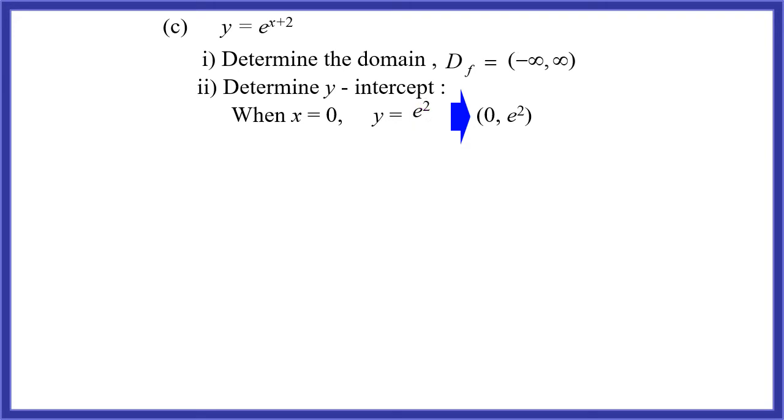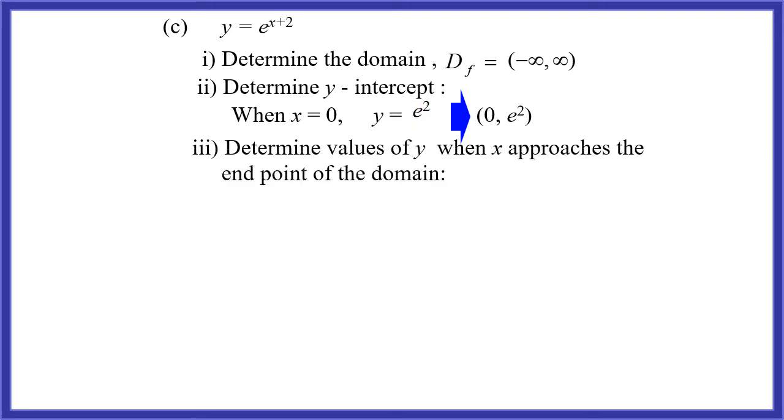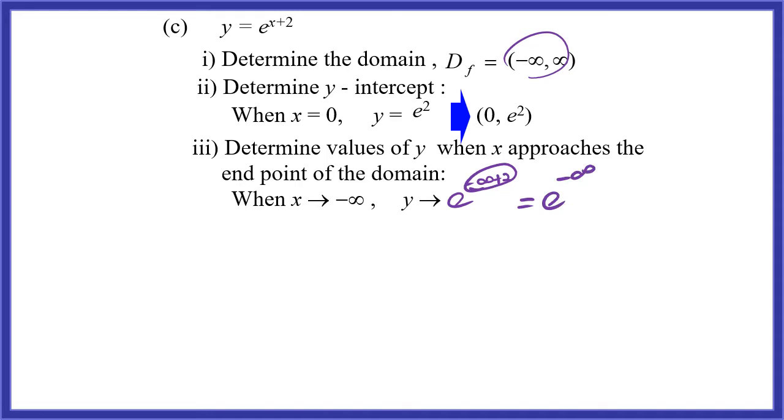And then determine the value of y when x approaches the endpoints of the domain. So when x approaches negative infinity, y approaches e to the power of negative infinity plus 2, which is like negative 10,000 plus 2, it will be negative 9998, which is really big too. So it will be almost e to the power of negative infinity. We can assume that this value is approaching 0. And then when x approaches infinity, y will approach e to the power of infinity plus 2, a really big number plus 2, still a big number. So e to the power of infinity is actually approaching infinity.